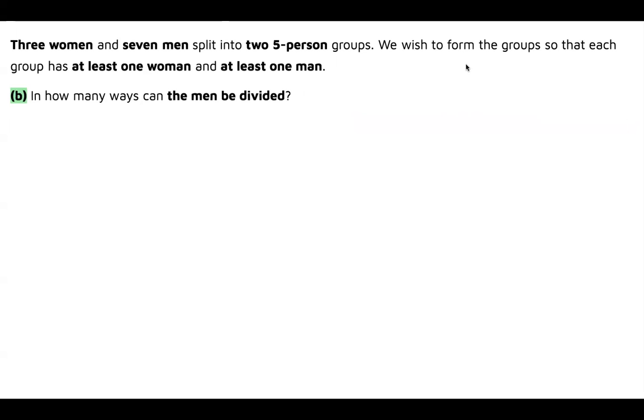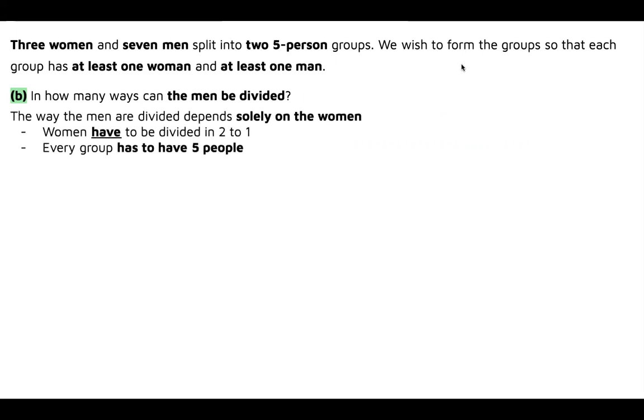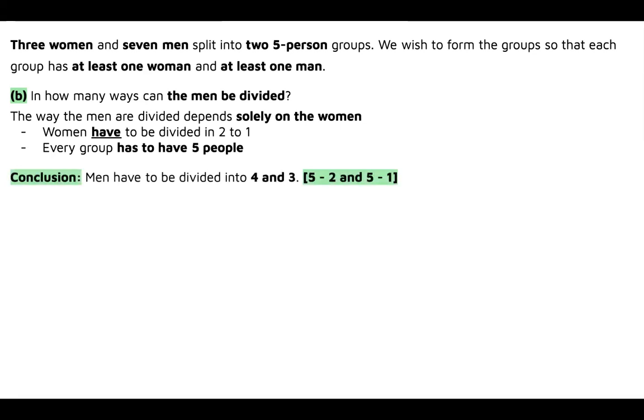Part B. In how many ways can the men be divided? This requires a little bit of logic, but the way the men are divided depends solely on the women. Women have to be divided in a 2-to-1 ratio, so 2 people have to be on one side and 1 on the other. And you know that every group has to have 5 people. So really, how the men are divided is already set in stone. Our conclusion is that the men have to be divided into 4 and 3.